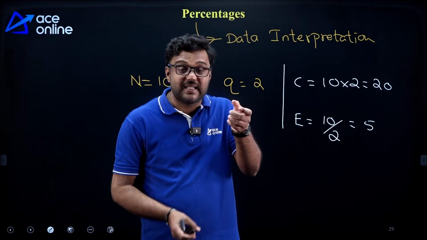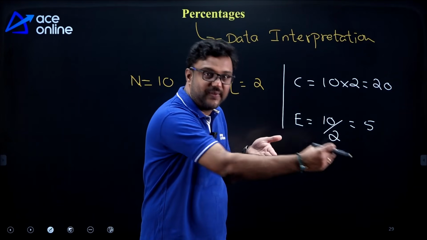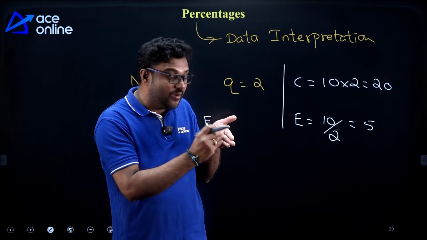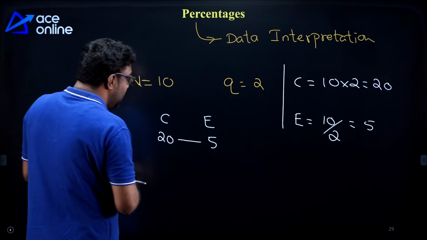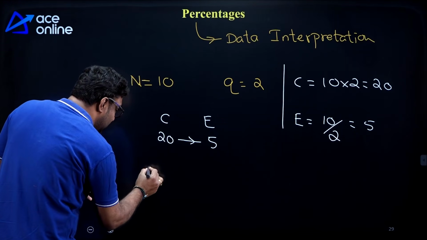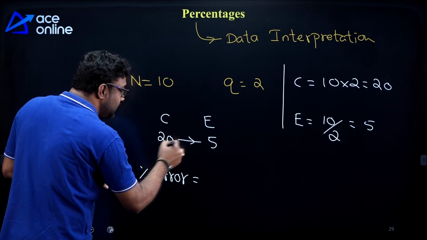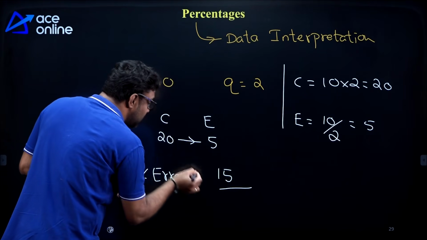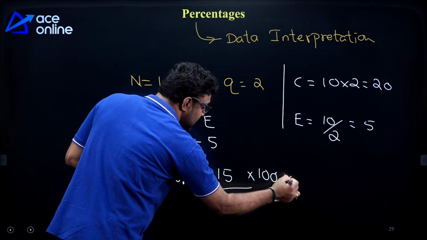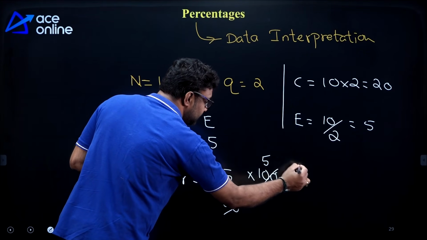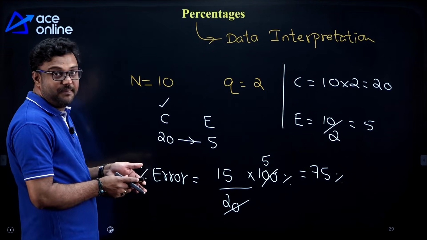Error means the correct one given in a wrong way. See, there is a difference between percentage error and percentage correction. Correction means the wrong one changed to the correct one. Error means the correct one becomes wrong. So the correct one changed to the wrong one is error. How to calculate percentage error? This is like percentage change. What is changed? 15 changed with respect to 20, into 100. This is 75%.